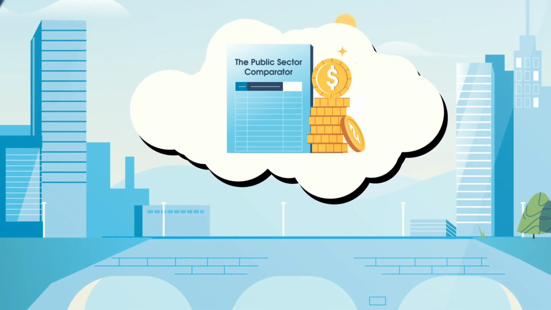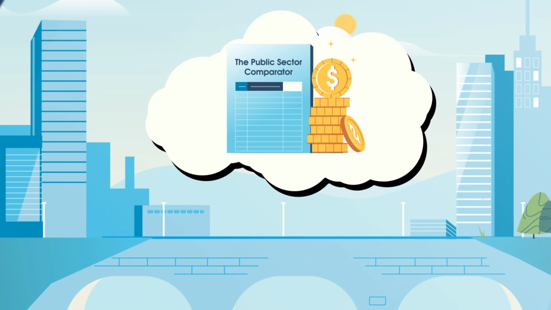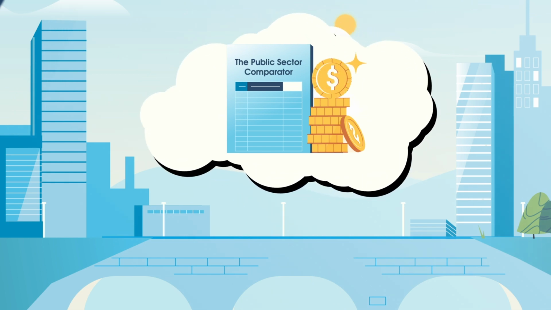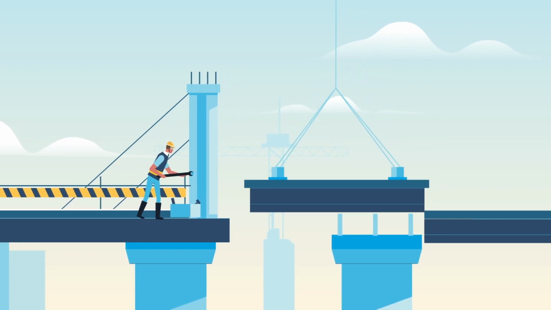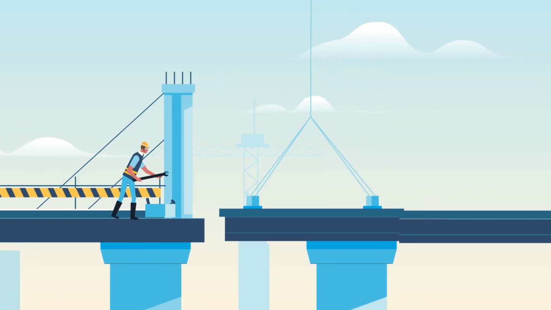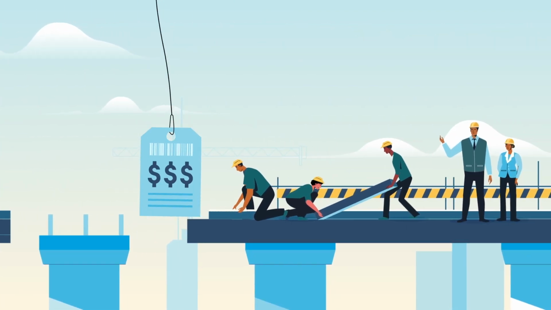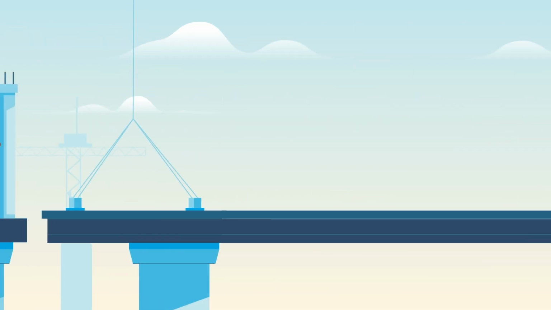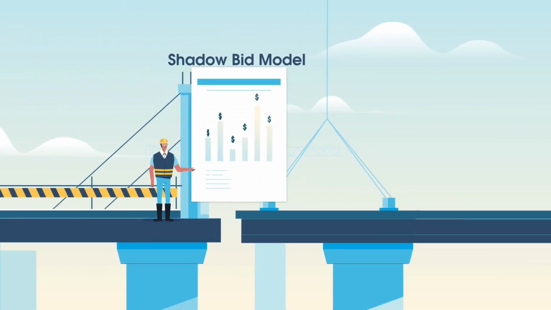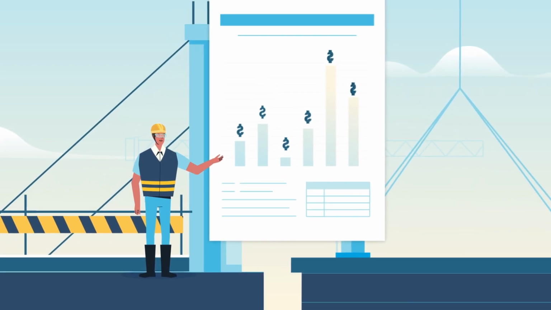The Public Sector Comparator is an estimate of the net present cost to the government if the project was delivered under a traditional procurement method. The Public Sector Comparator takes into account the inherent risks that the government would take on as owner of the project through the full life cycle of the project, and provides a benchmark for estimating value for money from alternative bids. Next, a model for the PPP approach must be developed for comparison, often called a shadow bid model.